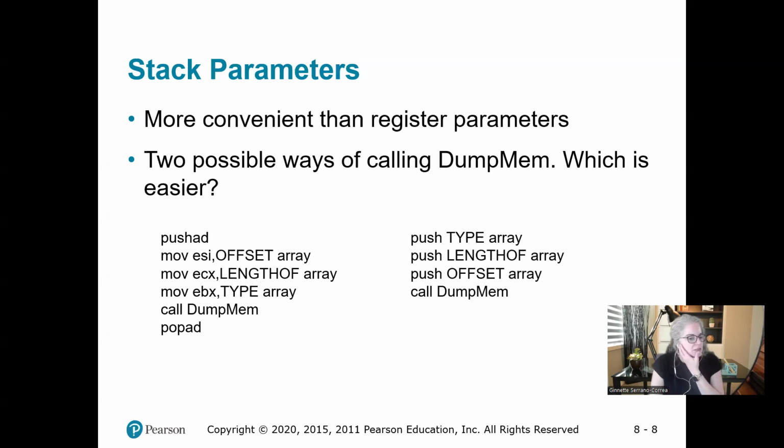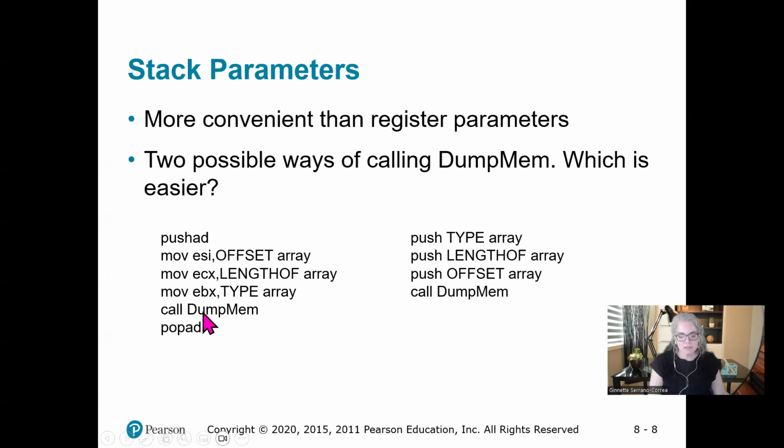So here they've shown you two different ways that we could do this. There's a call to this function called dump memory. Dump memory is a function in the Irvine library, and the way that it works is that you have to set these three registers. This is the way that Kip Irvine coded this procedure, okay? So in ESI, you keep the offset of the array. So you keep where the array begins.